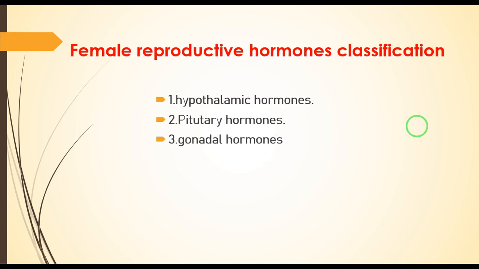According to the site of production or synthesis of the female reproductive hormones, we can classify these hormones into hypothalamic hormones that are synthesized from the hypothalamus, and pituitary hormones that are produced in the pituitary gland, and we have the gonadal hormones, which are the ovarian hormones.